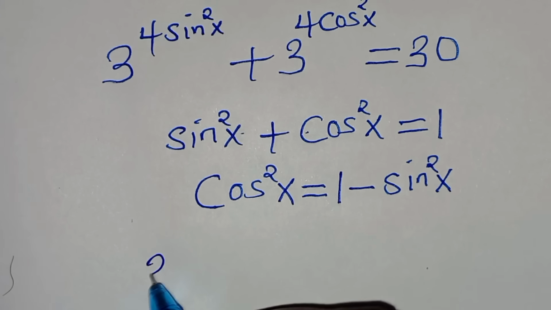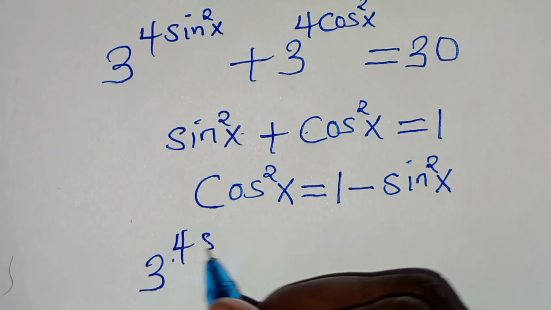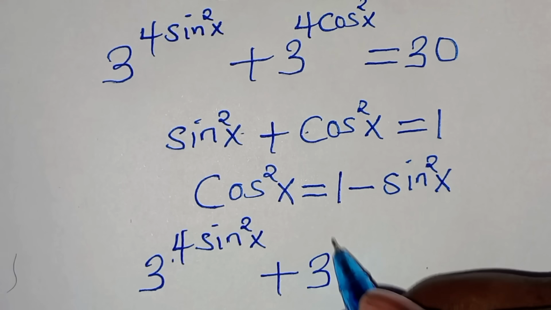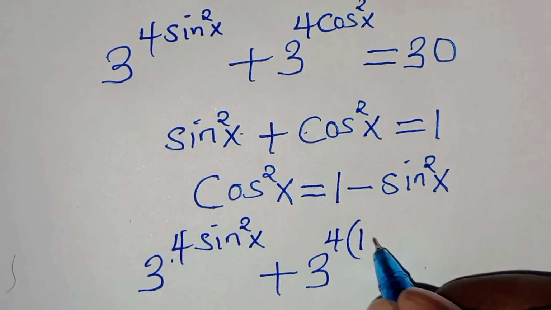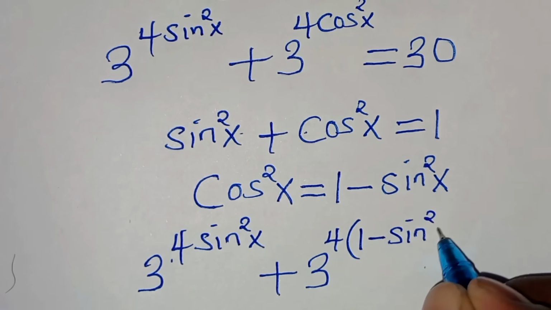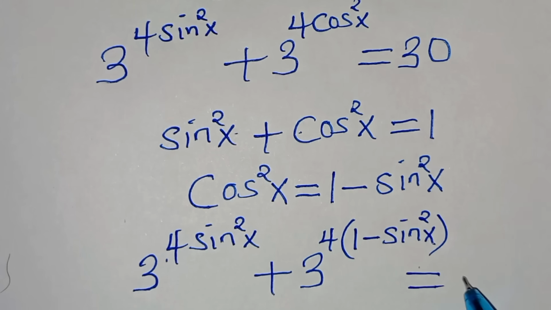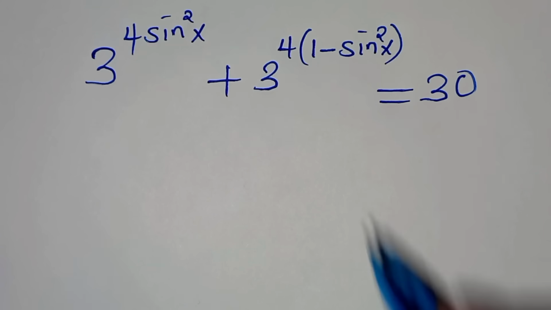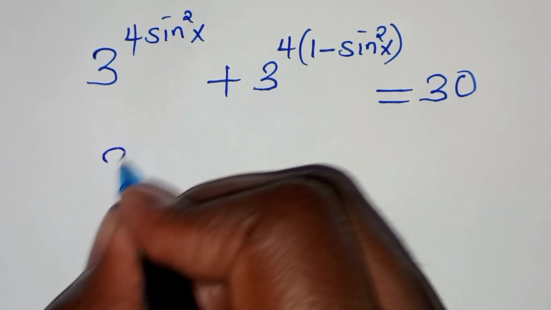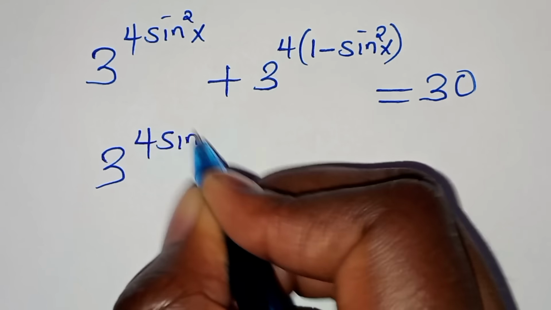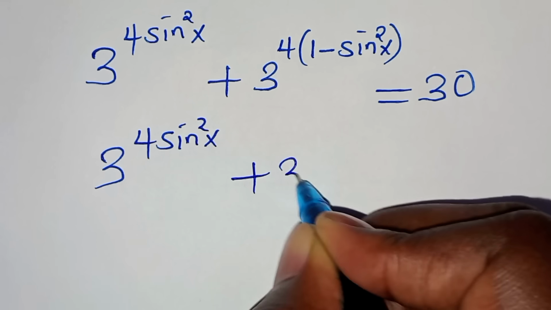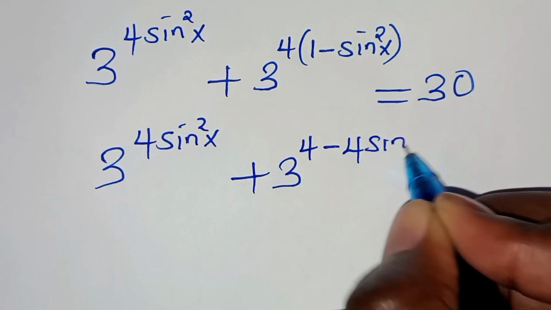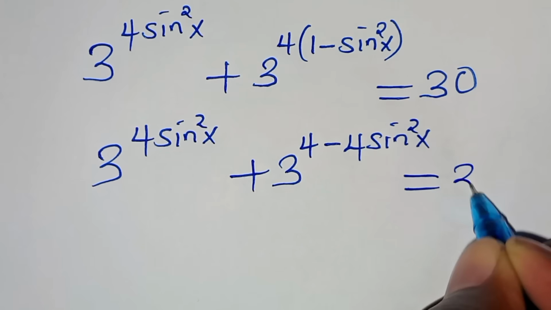Now, let's substitute where we have cos squared x with 1 minus sin squared x. So this means we have 3 raised to the power of 4 sin squared x plus 3 to the power of 4 into the parentheses, 1 minus sin squared x, close the parentheses. This is equal to 30. Now let's open the parentheses here. So we have 3 raised to the power of 4 sin squared x plus 3 to the power of 4 times 1, this is 4, minus 4 sin squared x. This is equal to 30.